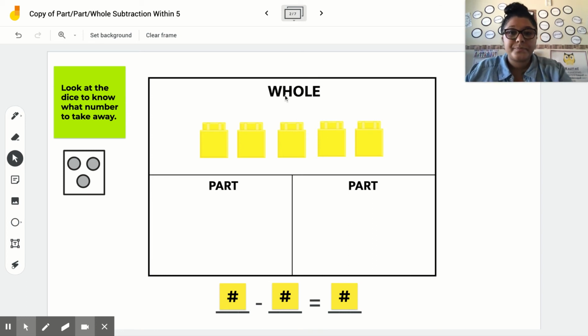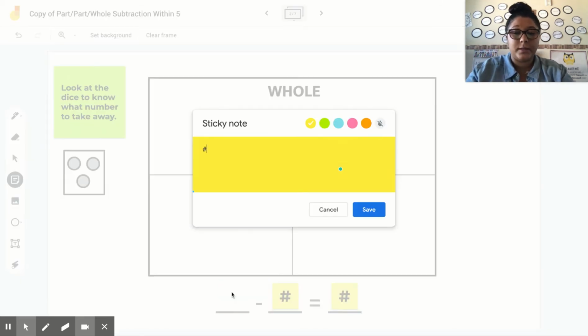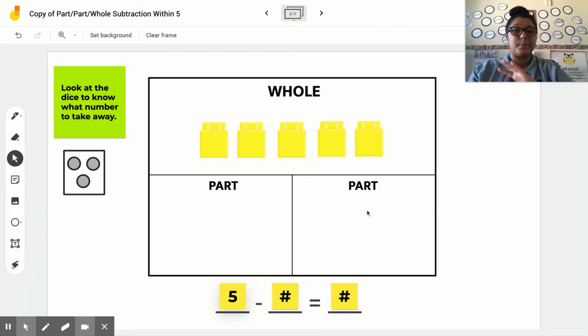We always want to start with the whole number when we subtract. So I'm going to see how many I have in my whole number as my whole all together. I have 1, 2, 3, 4, 5. That's my whole number. So I'm going to double click in this first box, and I'm going to put a number 5, because that is my whole number. That is the number I'm starting with.